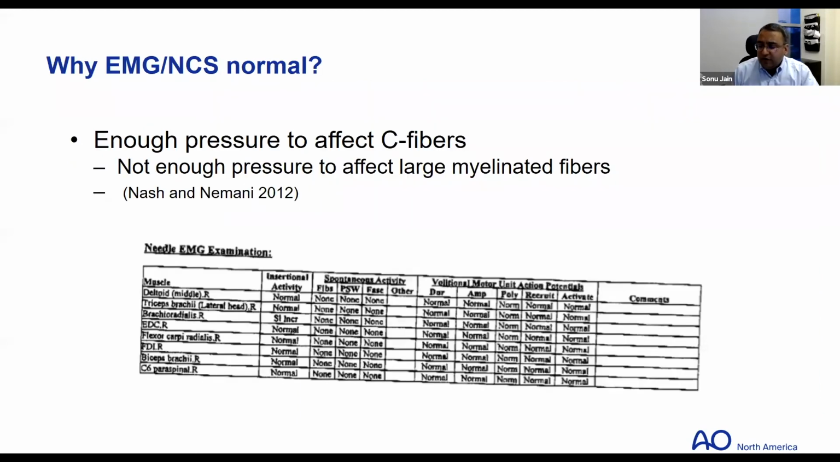So why are the EMGs normal in this case? Well, there's enough pressure to affect these C fibers, which are these small, unmyelinated fibers, but not enough pressure to affect the large myelinated fibers. This is why you don't see it on the nerve test.